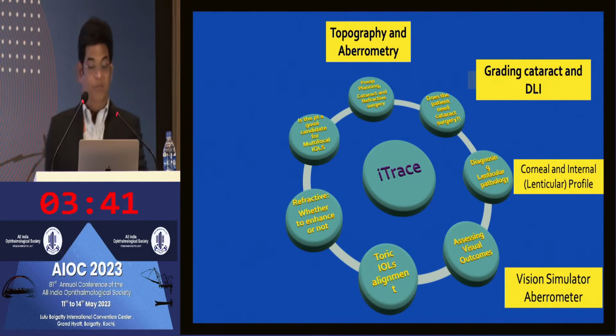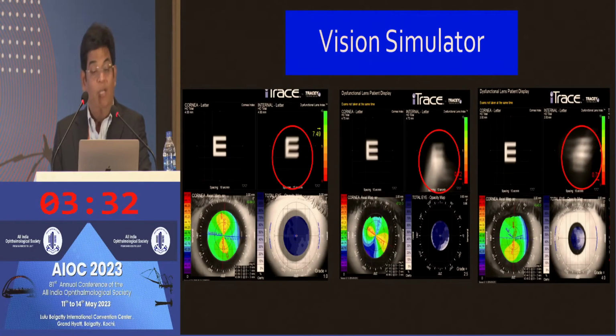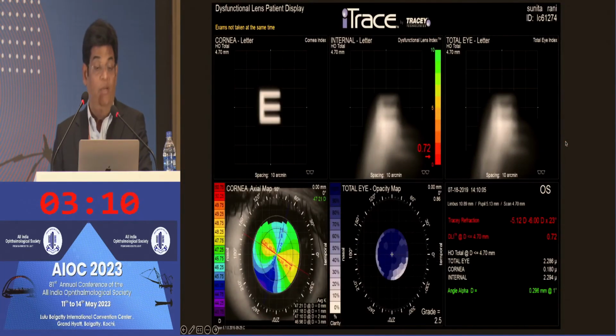Then we look at the corneal and the internal lenticular profile and the vision simulator of the patient. The vision simulator is a very useful tool for us to educate the patient as to what they are having. It shows us an E, and for example, in this patient, this is the corneal vision simulator. It shows the cornea is almost normal in this patient. It is the internal or the lens system which is more defective in this patient.